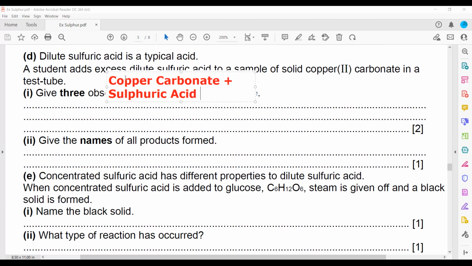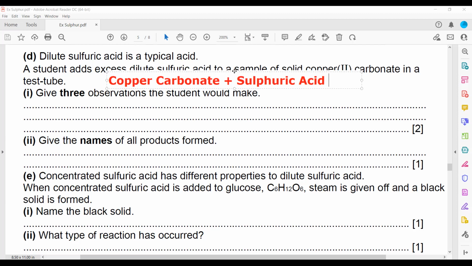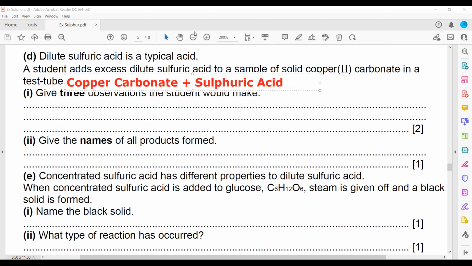So when metal carbonate reacts with acid, the result is a salt, which is copper sulfate, plus water plus carbon dioxide.